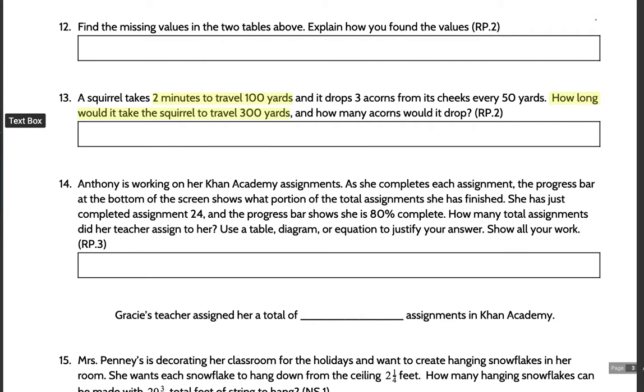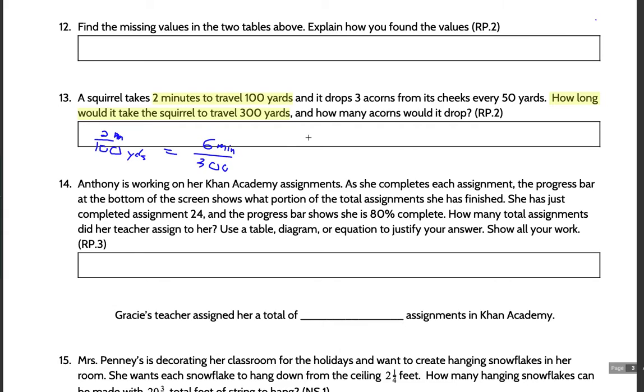So you could solve these like we did in class. Let's say you had 2 minutes, sorry, I'm writing with a mouse, over 100 yards. And that would be equivalent to, we need 300 yards, right? Well, 100 times 3 is 300, so 2 times 3 would be 6. It's just times 6. So it would take 6 minutes.